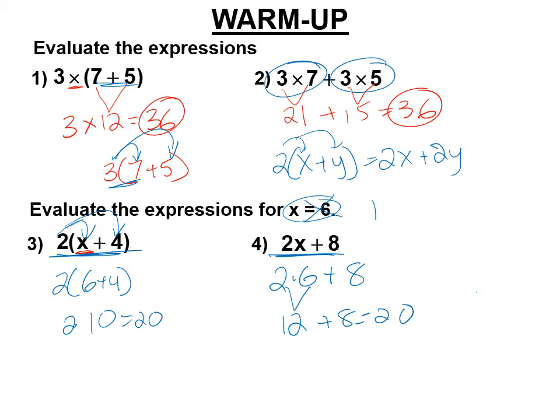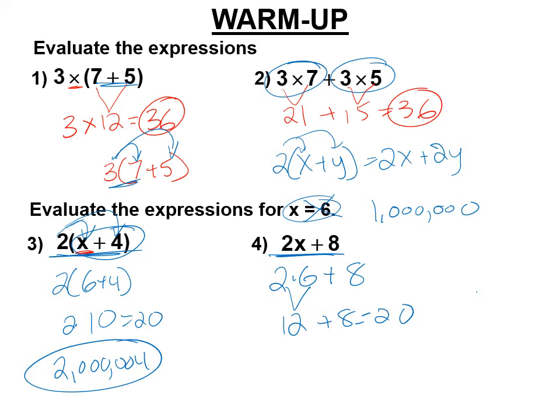What if I changed this to a million? You would get over here 1,000,004, and then you would get 2,000,008 if the x was a million. 1,000,004 times 2 is 2,000,008. My fault. Boy, I just said that wrong twice now. And then this one is 2,000,000 plus 8, which is also 2,000,008.